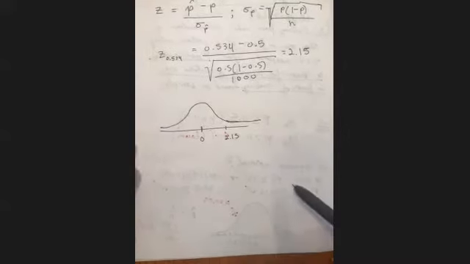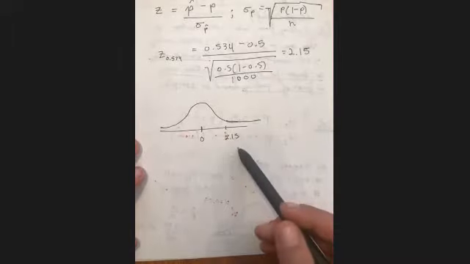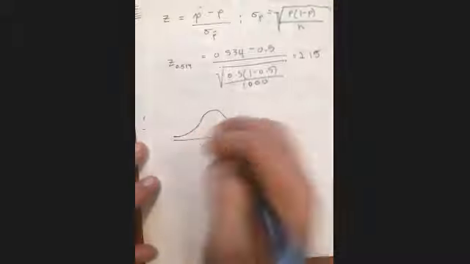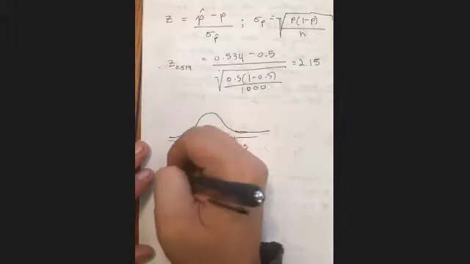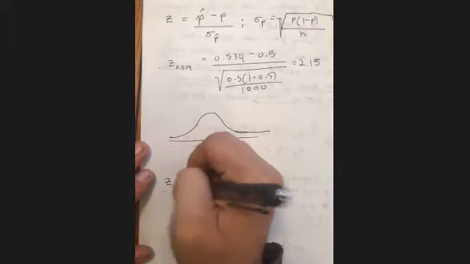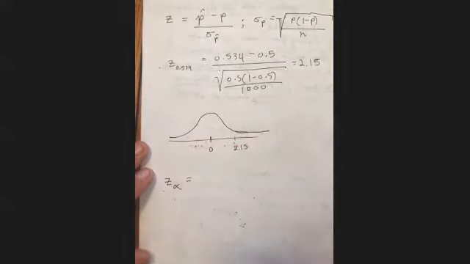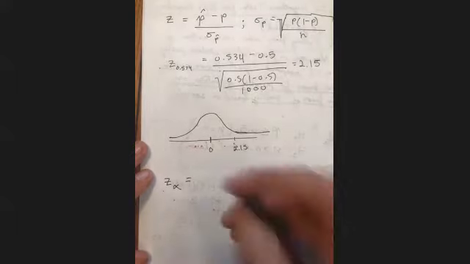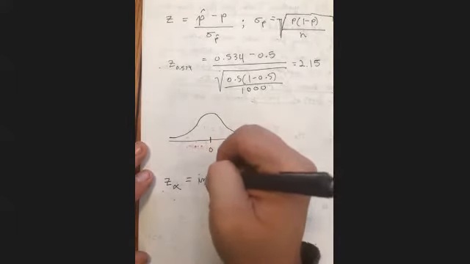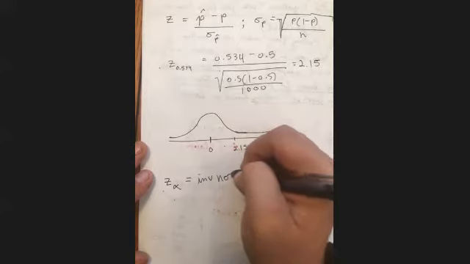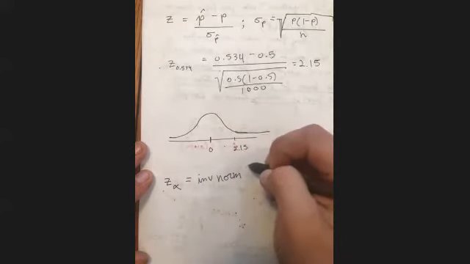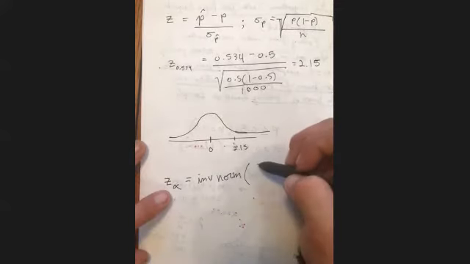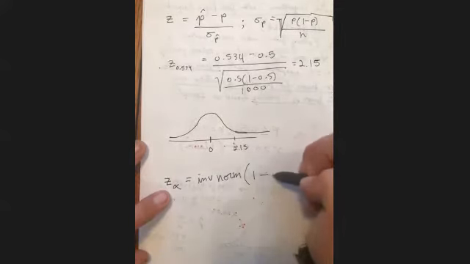So now we need to see, where does 2.15 fall? Is it in the red area or the green area? In order to ascertain that, we need to find the cutoff point for the red area, which we call z alpha. Well, z alpha we can get by using the inverse norm function. All we have to do to find the value is take 1 minus alpha.